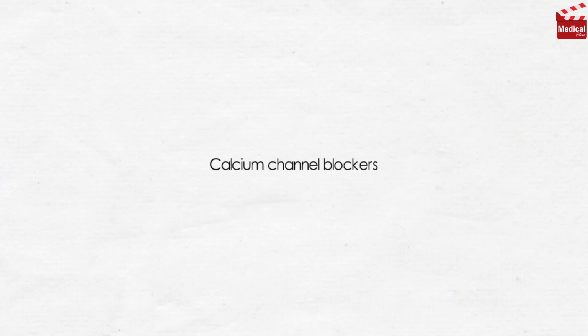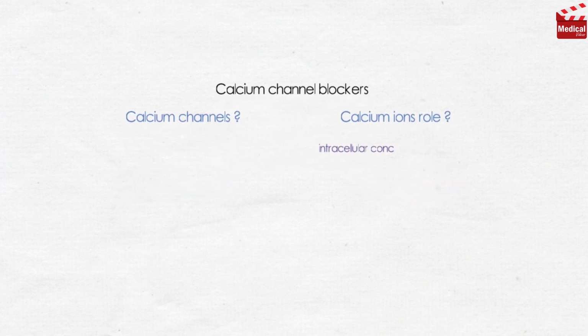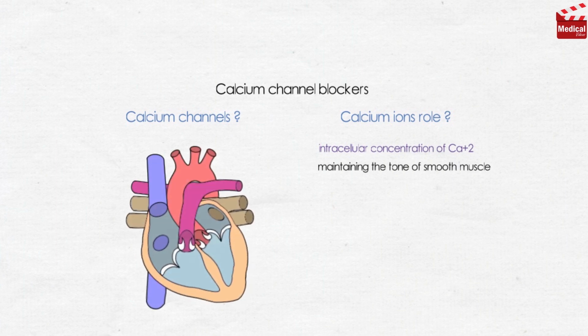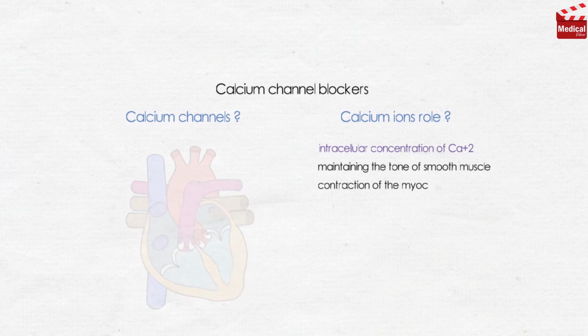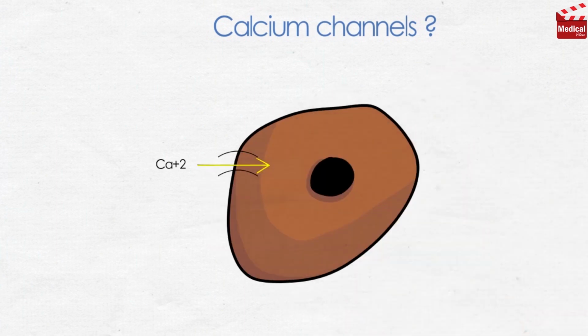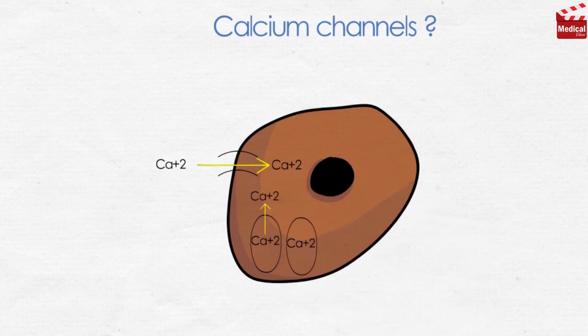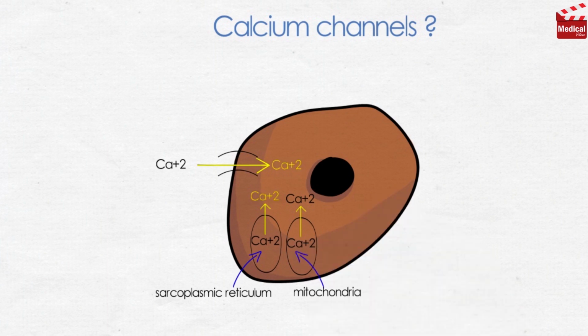The first thing we need to know: what are calcium channels, and what are the roles of the calcium ions in the body? Briefly, the intracellular concentration of calcium plays an important role in maintaining the tone of smooth muscle and in the contraction of the myocardium. Calcium enters muscle cells through special voltage-sensitive calcium channels, and this triggers release of the intracellular stores of calcium from the sarcoplasmic reticulum and mitochondria, which further increases the cytosolic level of calcium.